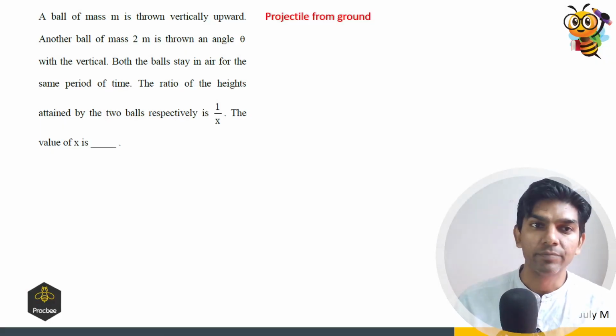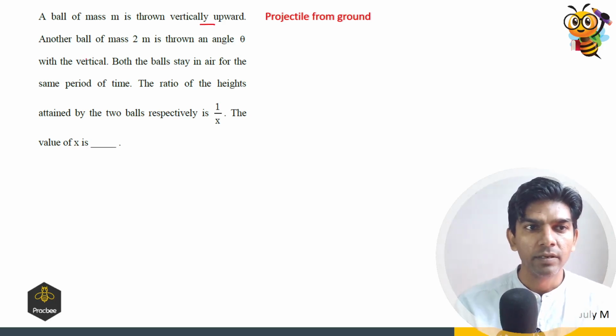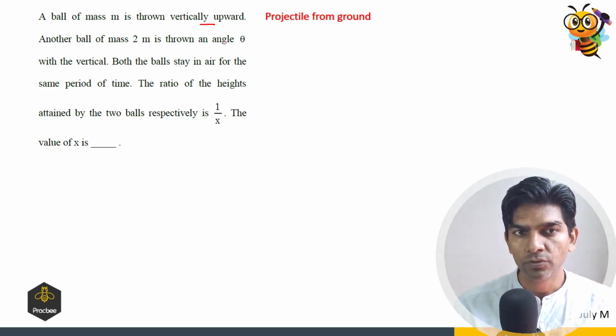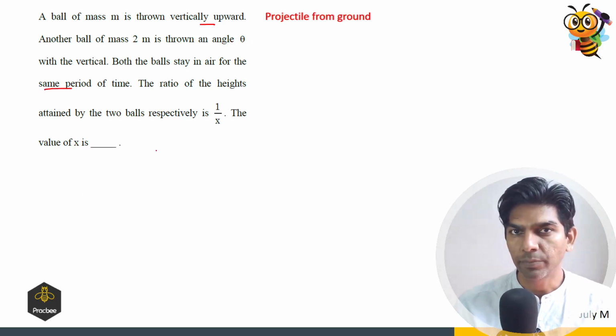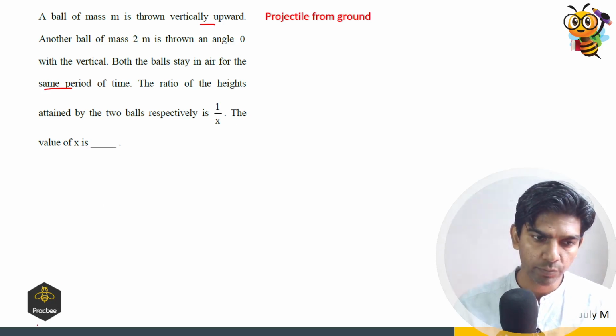A ball of mass m is thrown vertically upward. Another ball of mass 2m is thrown at an angle theta with the vertical. Both the balls stay in air for the same period, so they have the same time of flight, and the ratio of the heights attained by the two balls is 1 by x. We have to find the value of x. So let us see both the situations.